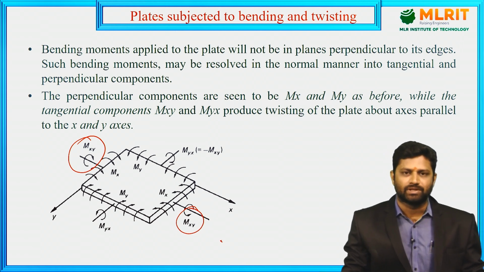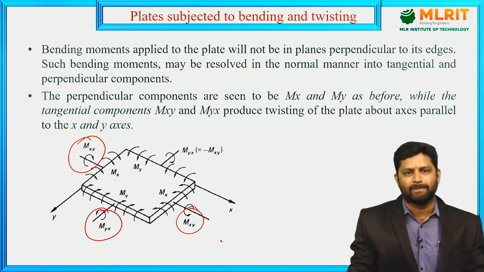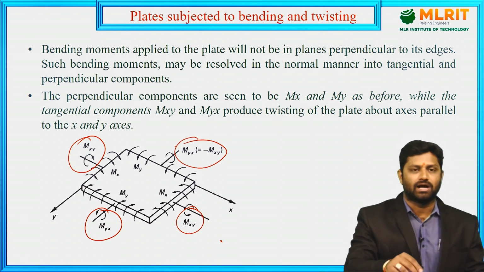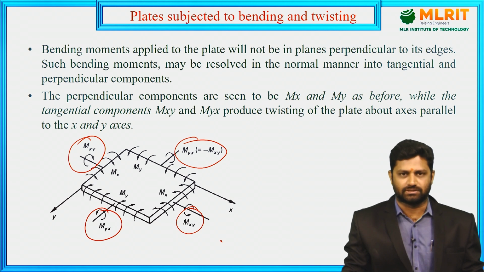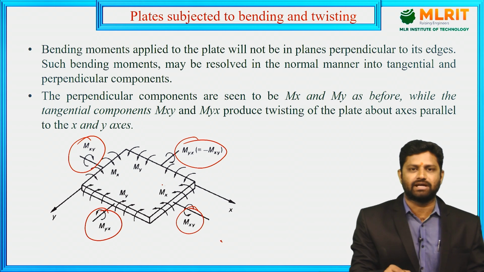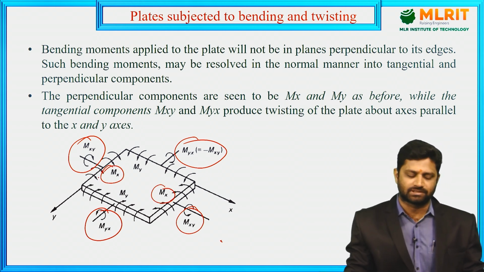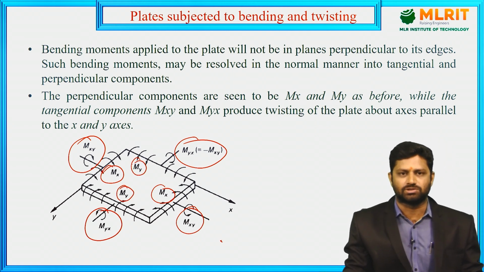Similarly, there is myx on the other two edges. myx is acting parallel to the y-axis, and on the other edge another twisting moment myx is also acting parallel to the y-axis. Already in the previous derivation, we used the applied bending moment mx on two edges and the bending moment per unit length my on the other two edges. So, along with mx, what is the contribution of mxy for this plate?